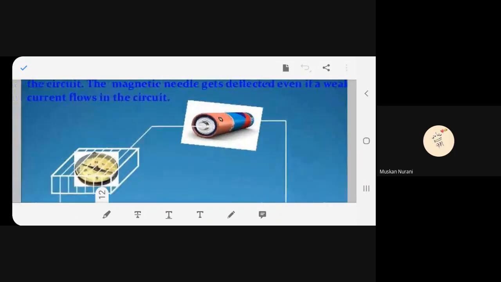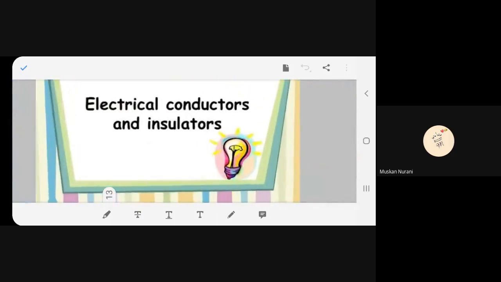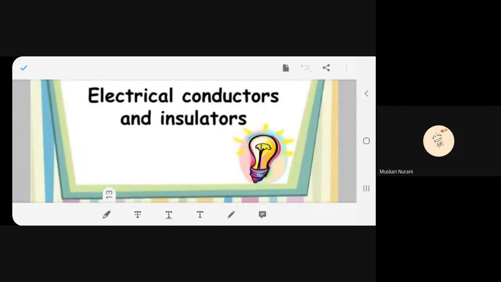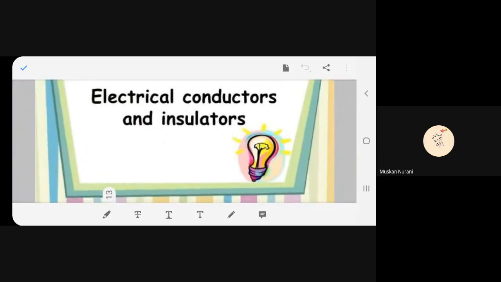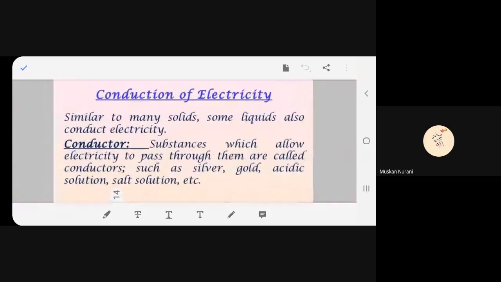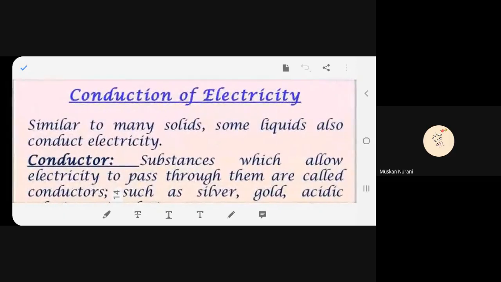Any problem regarding this slide? Boys, we're going to work on electrical conductors and insulators.